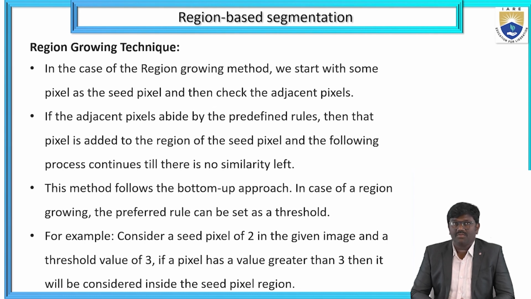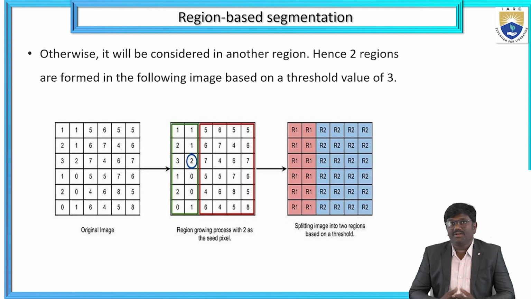In the case of region growing, the preferred rule can be set as a threshold. For example, consider a seed pixel of 2 in the given image and a threshold value of 3. If a pixel has a value greater than 3, then it will be considered inside the seed pixel region. So that is region growing, with one of the best examples. Okay, next let us look at another example with another region.